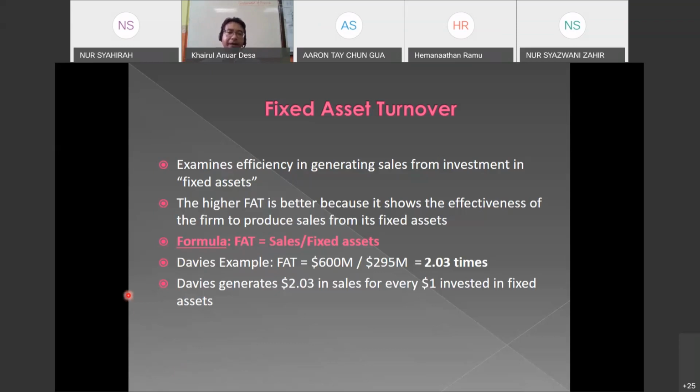So the higher fixed asset turnover is better because it shows the effectiveness of the firm to produce sales from its fixed asset. The formula is here. So this company's fixed asset turnover is 2.03. Alright, then this is the conclusion. Davis company generates 2.03 in sales for every one invested in fixed asset.